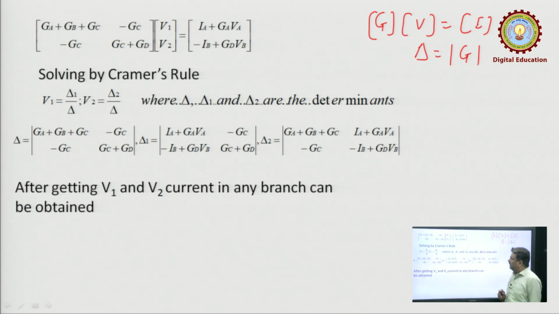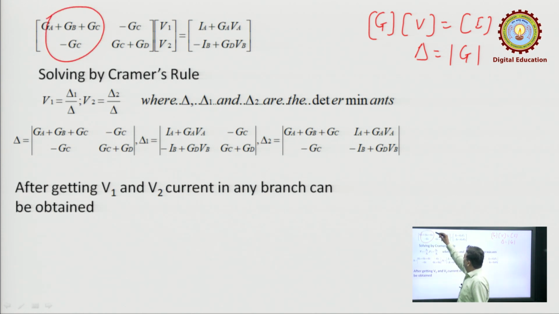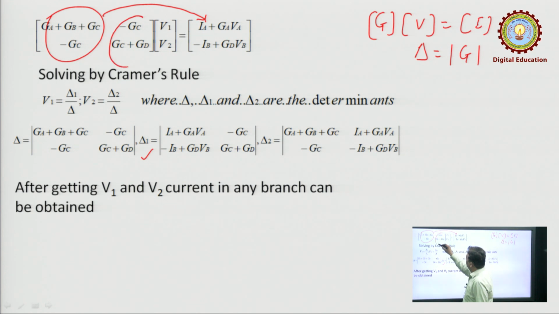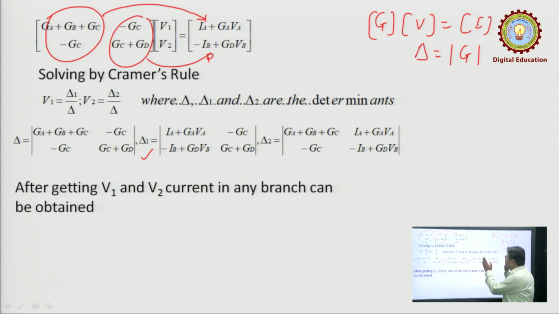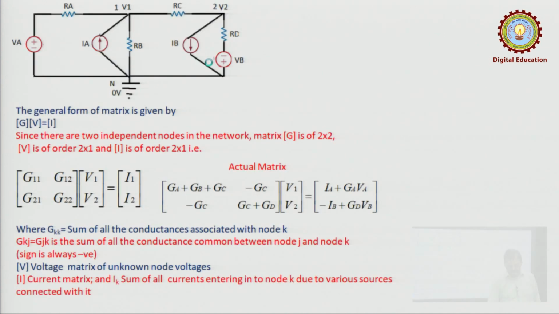To obtain del 1, we replace the first column of the conductance matrix by the right hand side column. This replacement gives this determinant, and the determinant of this gives you del 1. To get del 2, we replace the second column by the right hand side column. This replacement is done and the determinant corresponding to this is del 2. After getting del, del 1, del 2, we get V1 equal to del 1 upon del, V2 equal to del 2 upon del, and after getting V1, V2, we can find the current in each and every branch. So, this is the nodal analysis.